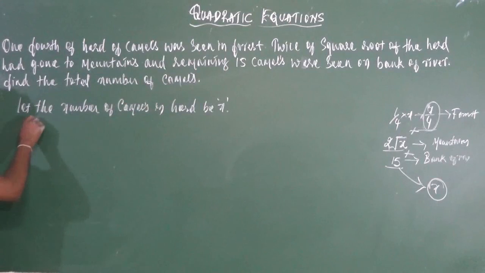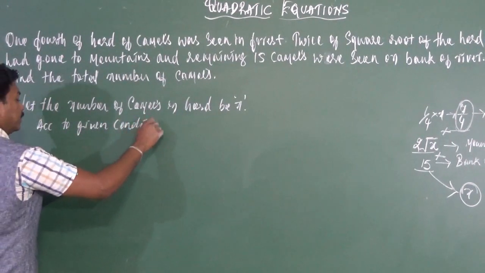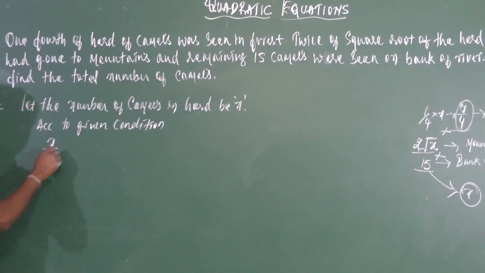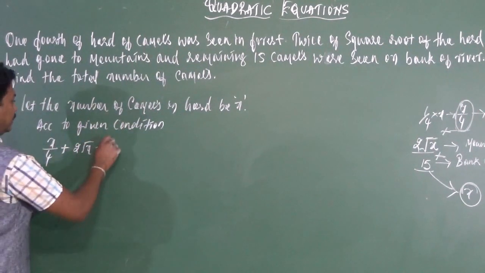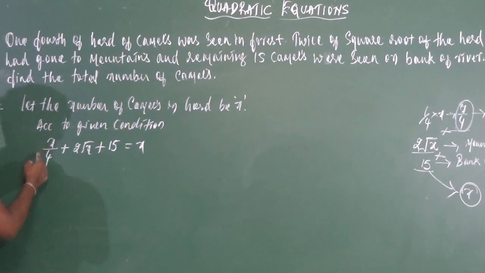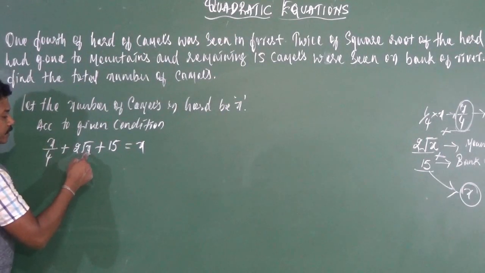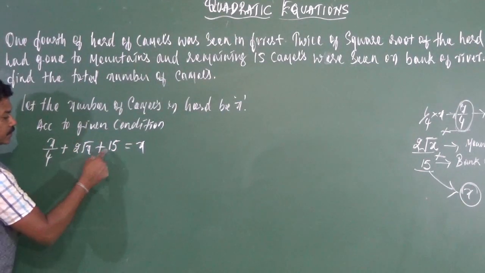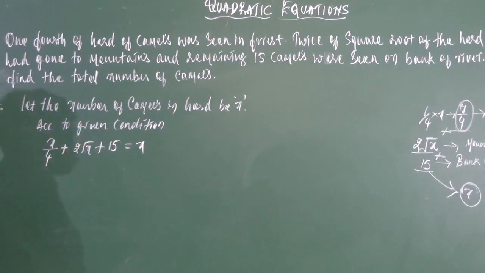So according to the given condition, X by 4 plus 2 root X plus 15 will give you X. One fourth of the herd of the camels were seen in the forest. Twice the square root of the herd of the camels were seen in the mountains, and the remaining 15 were seen on the bank of the river. So all these 3 groups of camels make a single herd, and the number of camels in that herd is X. So this forms an equation.